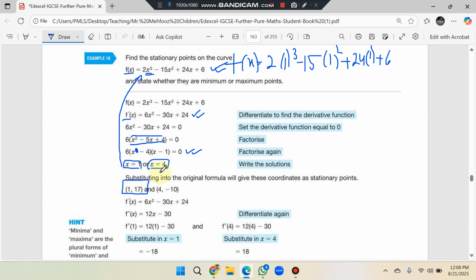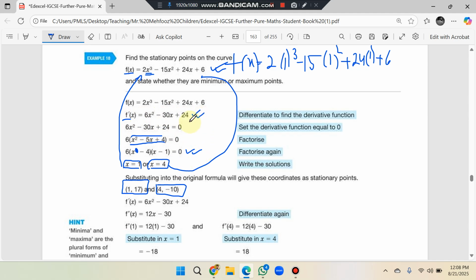Again, we have another value of x, that is 4. When we substitute 4 into the same equation, we obtain another point, and the other value of y is minus 10. So the point will be 4 and minus 10. Do you have any problem till these points? No. Good.